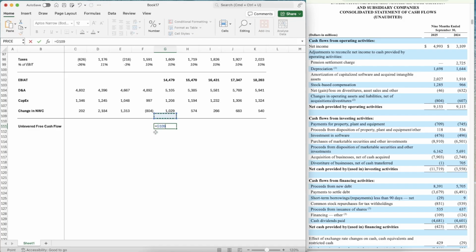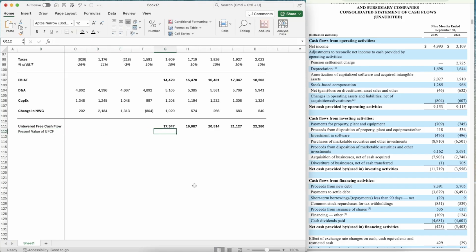So let's see what that looks like. Take your EBIT, add back in depreciation and amortization, subtract your capex, and subtract your change in net working capital. Bold it, pull it along, and there we have it. Now, we want to find the present value of unlevered free cash flow. So how do we do that?